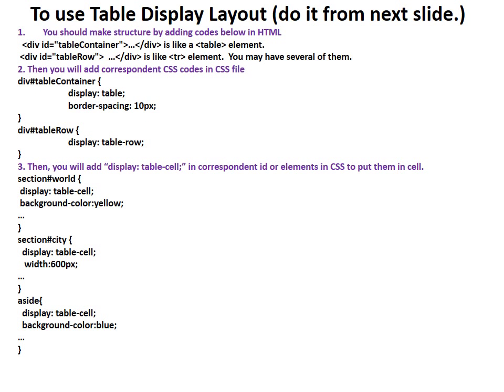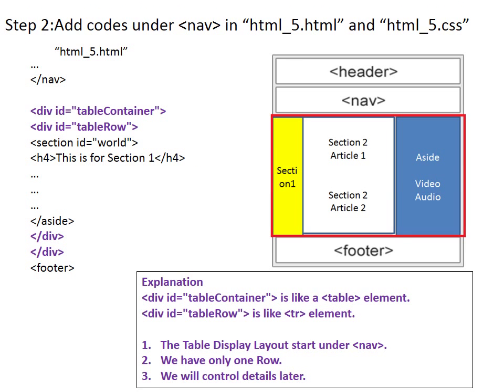To use table display layout, first you should make a structure by adding div, like table and tr tags in HTML. Second, you will add the corresponding CSS codes in the CSS file. Third, you will add display table cell in the corresponding ID or elements in CSS to put them in the cell.